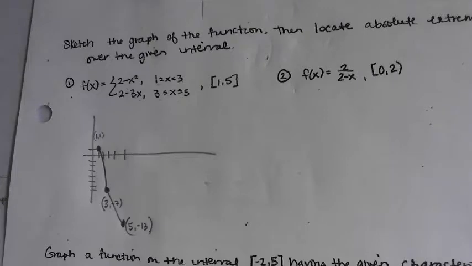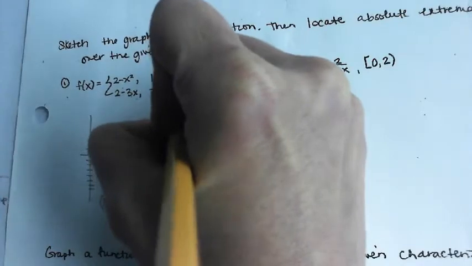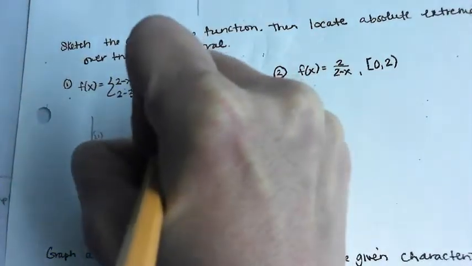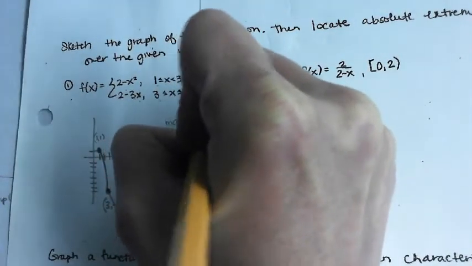So we have a continuous function and locate the absolute extrema. So the absolute extrema: max would be (1, 1), min (5, -13).